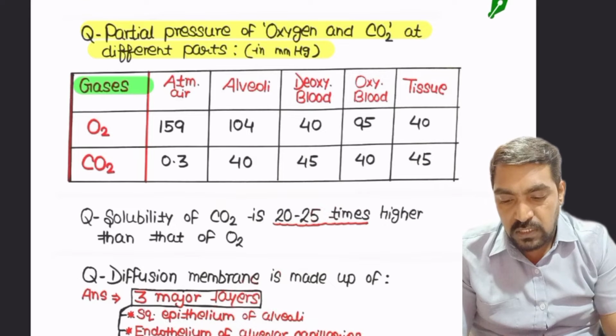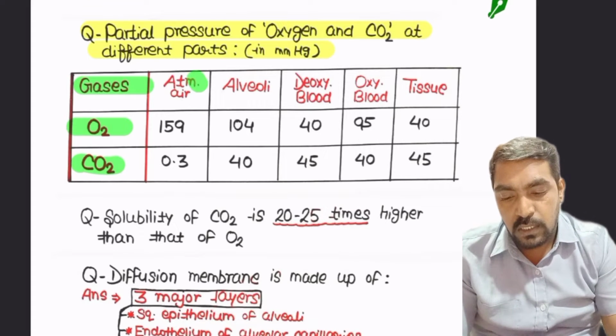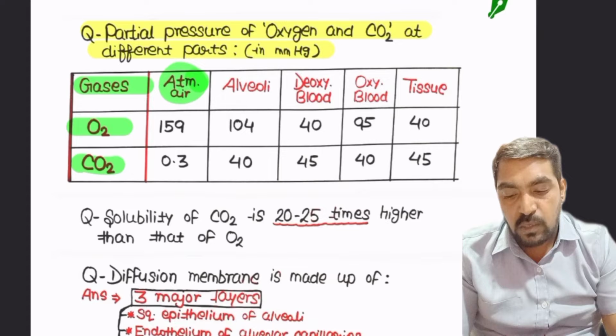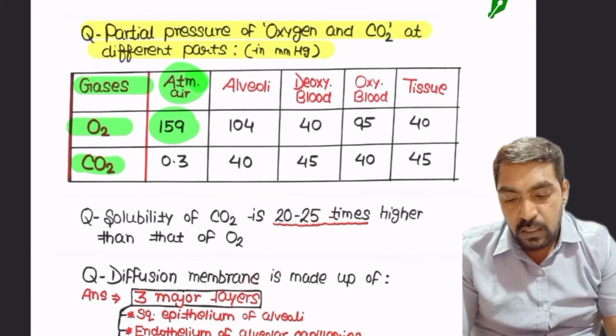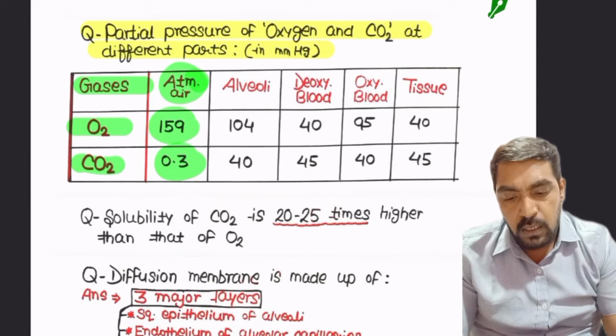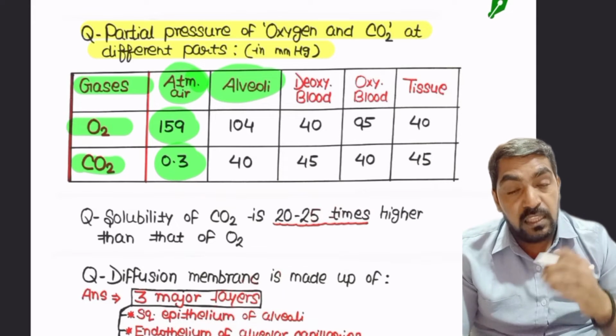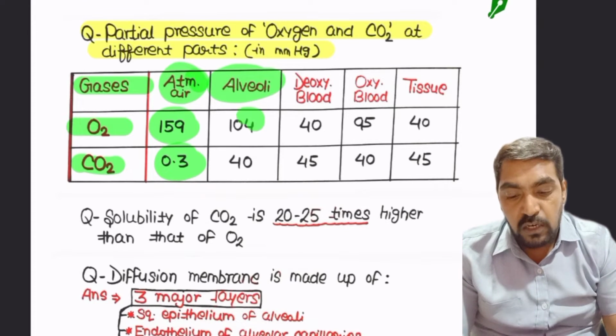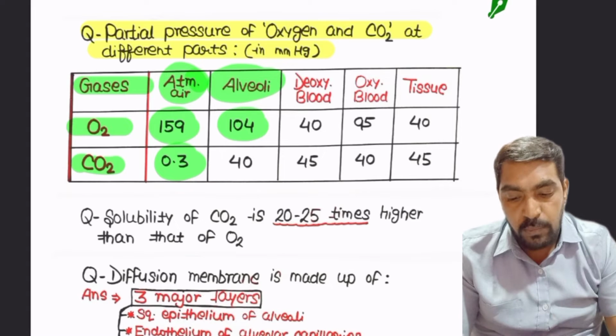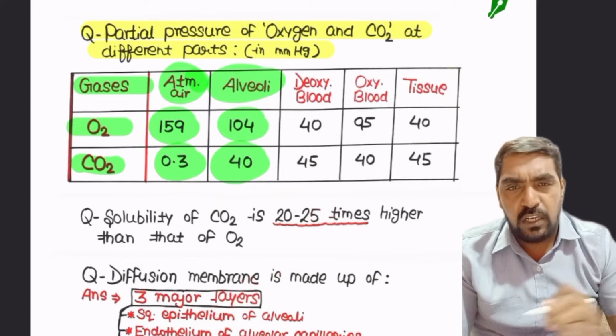So gases, one side we have oxygen and one side we have carbon dioxide. In atmospheric air, the partial pressure of oxygen is 159, carbon dioxide is 0.3. In alveoli, after breathing in the air that goes in the alveoli, the partial pressure of oxygen is 104 mmHg. Carbon dioxide is 40 mmHg.